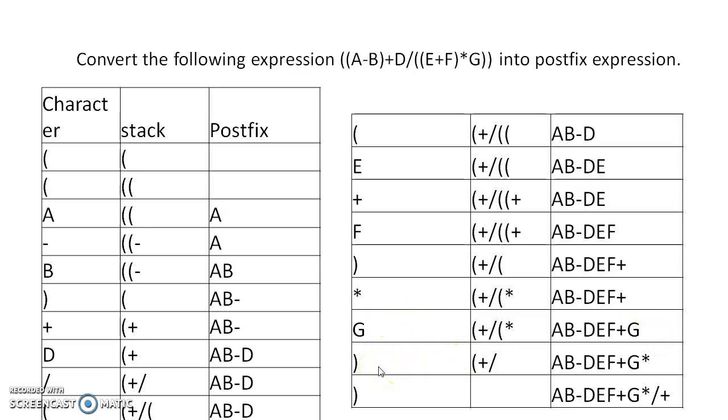Closing parenthesis is coming. For the closing parenthesis, remove all the terms up to that particular opening parenthesis. The star is removed and it is placed. Once again, the opening parenthesis is coming, closing parenthesis is coming. For that closing parenthesis, remove all the terms. Divided by is removed and it is placed here. And plus is popped and it is placed here. And remove this particular opening parenthesis. This is the way in which we are doing this particular activity.